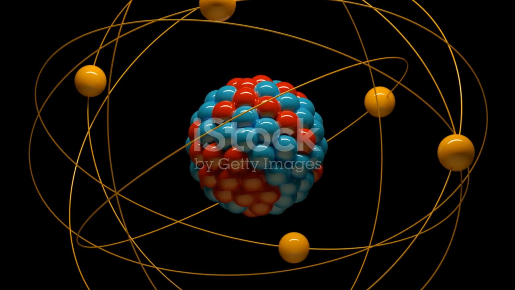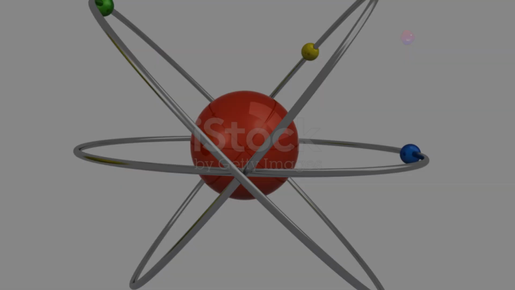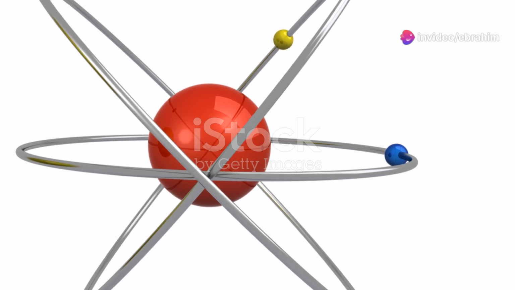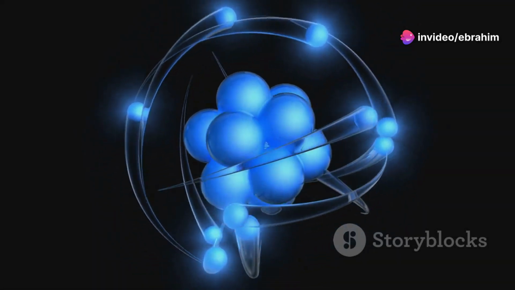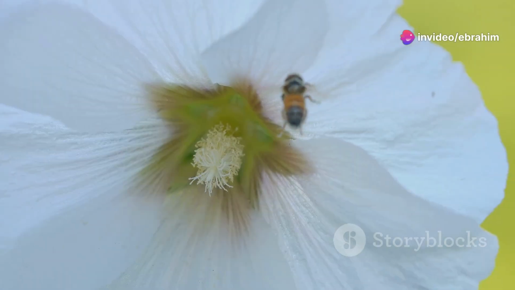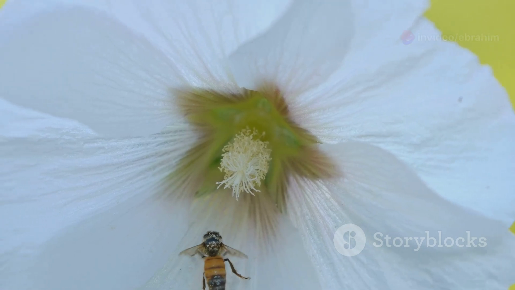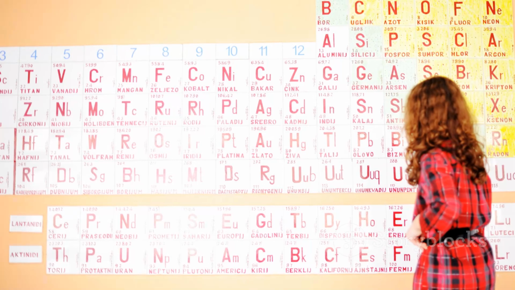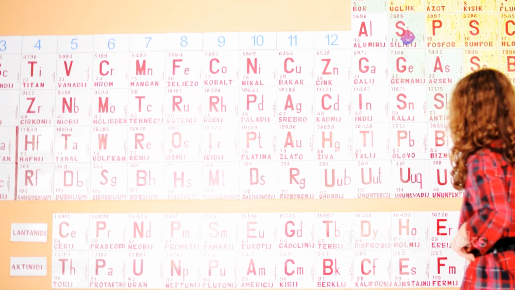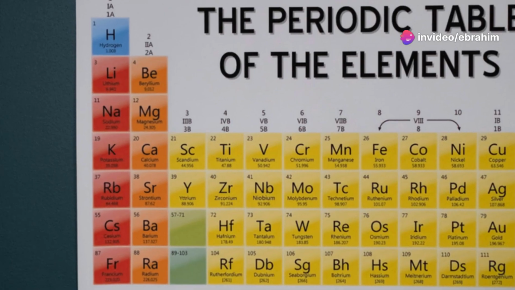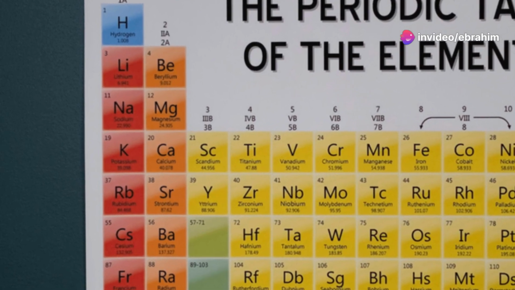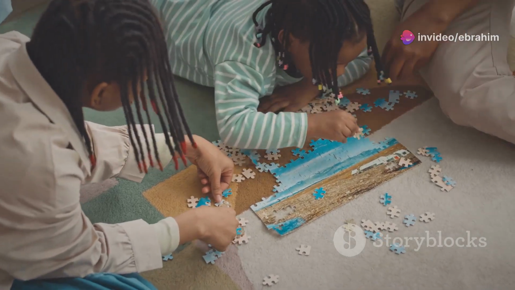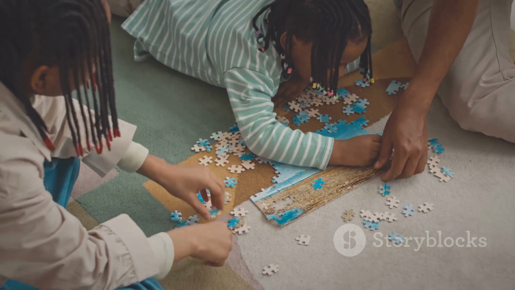Now, elements themselves are made out of even tinier parts, which we call subatomic particles. One of these particles is called an electron. Think of electrons like little bees buzzing around a flower, except they buzz around the center of an element. Each element has its own special number of electrons, and that number decides where it belongs on the periodic table. It's like finding the perfect spot for a puzzle piece based on its shape.